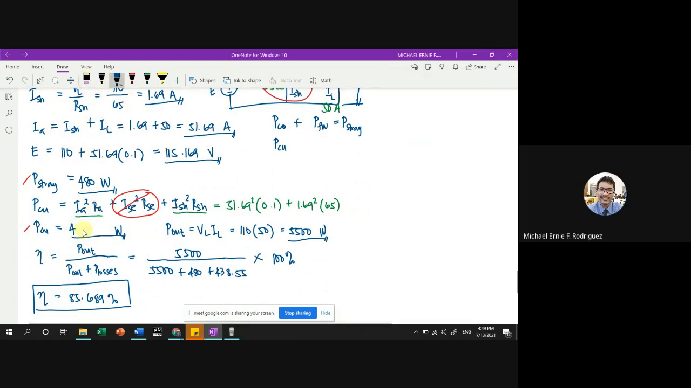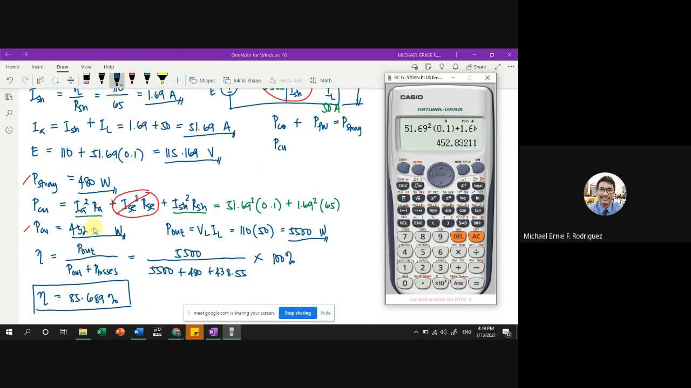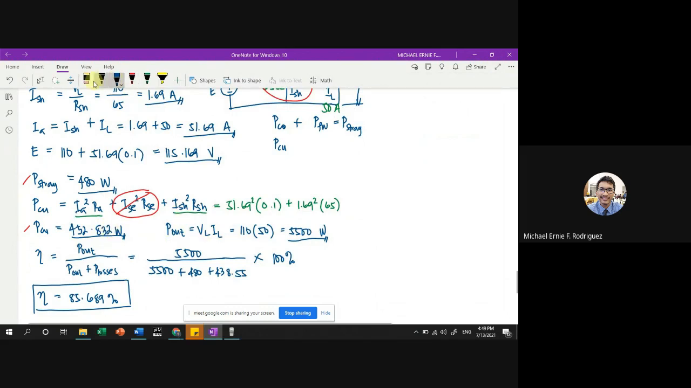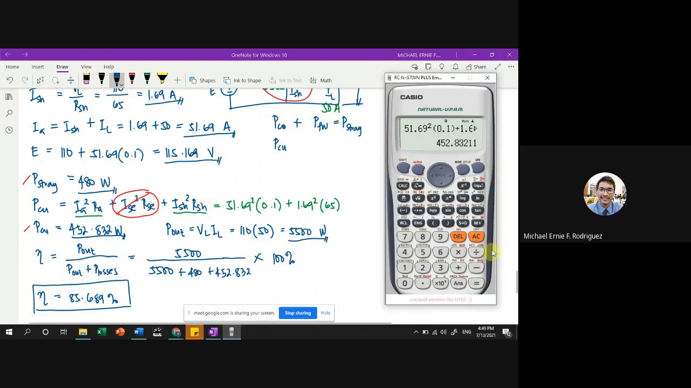Okay. So, magbabago yan. So, 452.832. Ayan. So, mapapalitan to. Magiging 452. May typographical error pala siya doon. Ito yung nandoon sa additional notes na in-upload ko. I-correct nyo na lang din yan. 0.832. Ayan. So, compute natin yung losses. So, 5500 plus 5500 plus 480 plus 452.832. Siyempre, times natin to sa 100%.